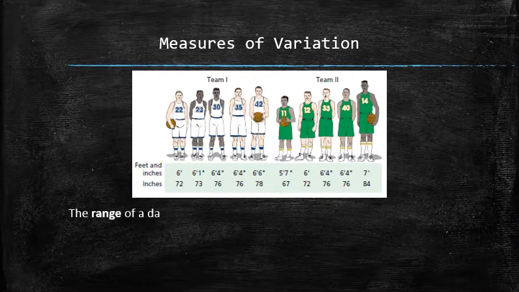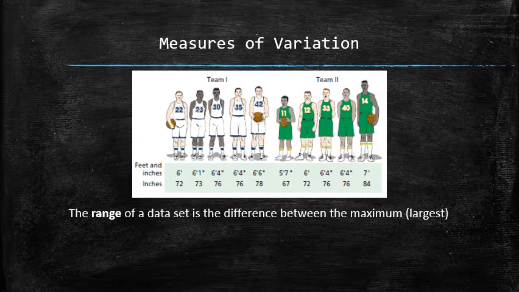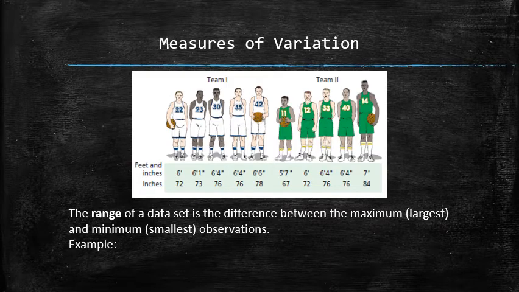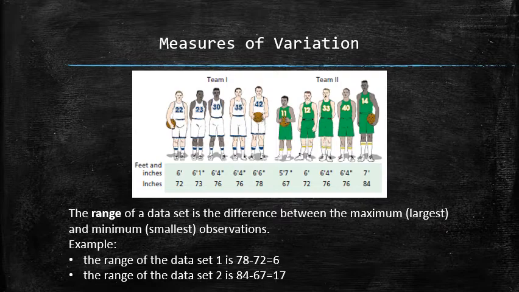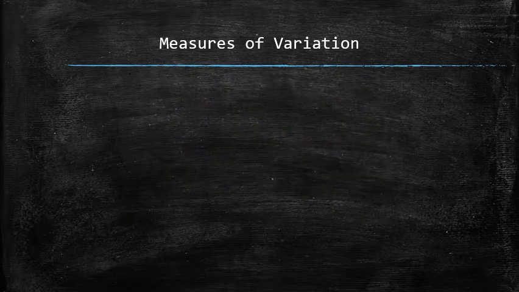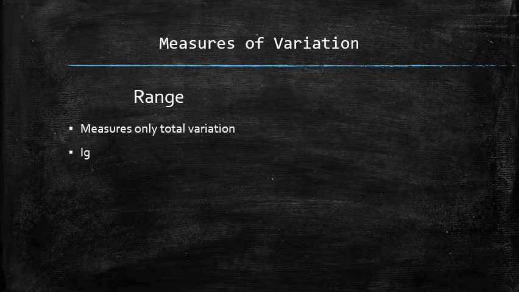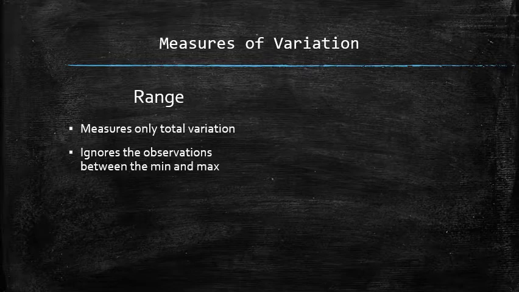One example of a measure of variation is the range. The range of a dataset is the difference between the maximum and minimum observations. For example, the range of team 1 is 78 minus 72, which is 6, and the range of team 2 is 84 minus 67, which is 17. The range only measures the total variation and doesn't capture any variation between the minimum and maximum observed values. It's not the only nor the best way to measure the variation.